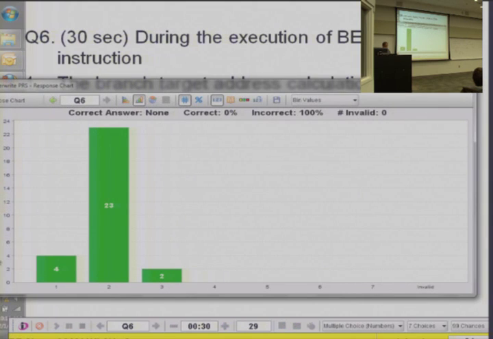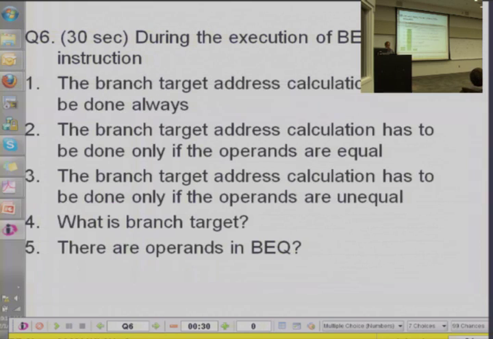All right, so most of you have the right answer. We saw in the sequence also that the first 3 states of BEQ are common, and then if the operands turn out to be equal, that's when you have to do the calculation to see what the target of the branch is going to be. So it's only done if the operands are the same, and that's choice number 2 here.